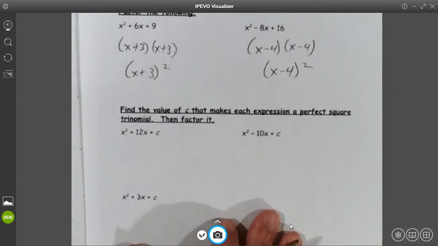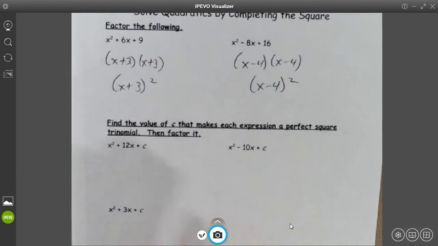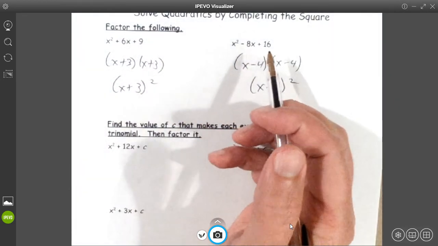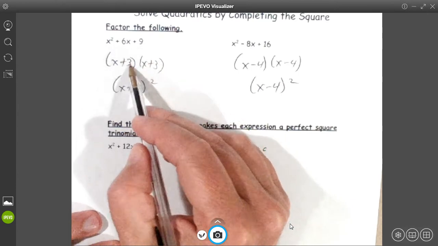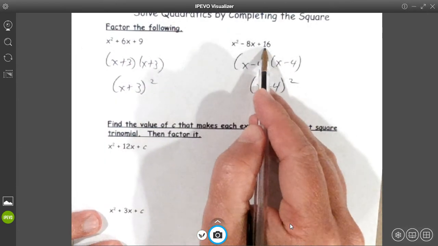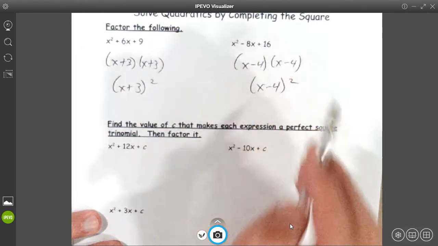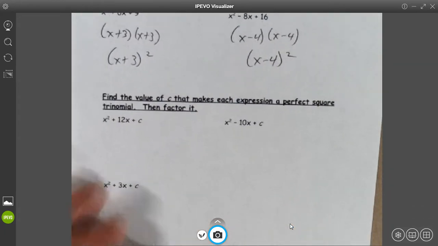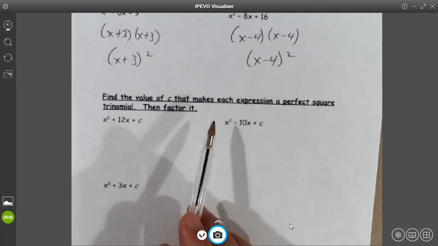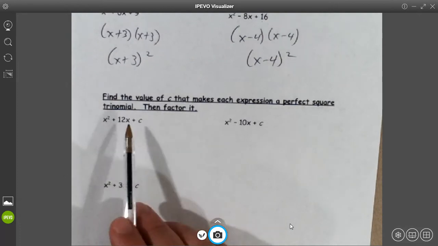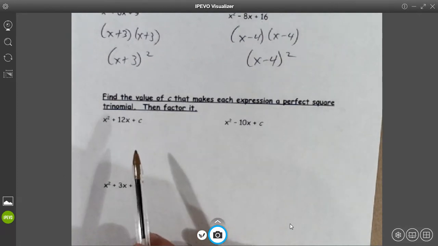Now, we see that these are both perfect square trinomials. The factors of 9 that add up to 6 just happen to be the same thing. The factors of 16 that add up to -8 just happen to be the same thing. And that's that idea of completing the square. So here it says find the value of c that makes each expression a perfect square. And I think this is why I had you do that algebra tile thing.